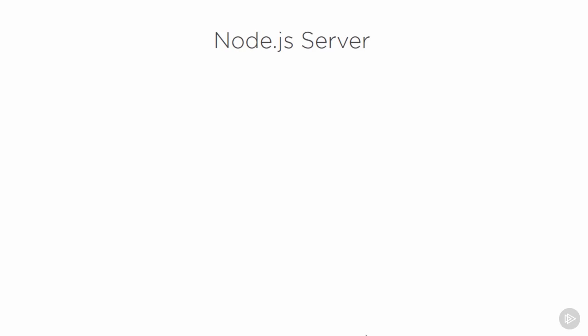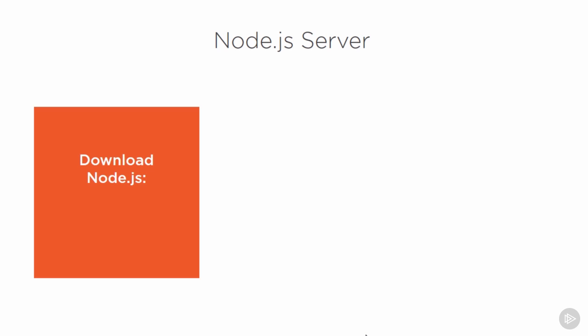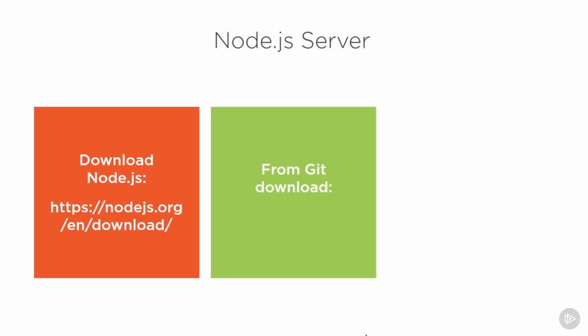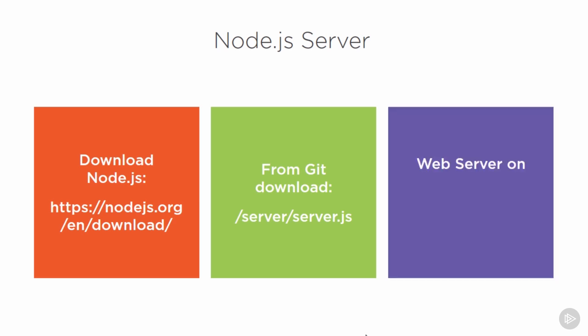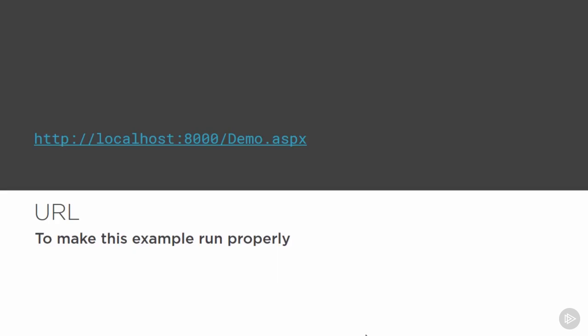Also, there is a Node.js server that you'll need to run. So you'll need to download Node.js. You can do that at this location. Start the Node.js server from the GitHub download, and that server is located in /server/server.js. In order to start that web server, which runs on localhost port 8000, you do the following command: node space server.js. Then you're going to open your browser to port 8000. It should forward already to demo.aspx, but if not, you can explicitly go there.